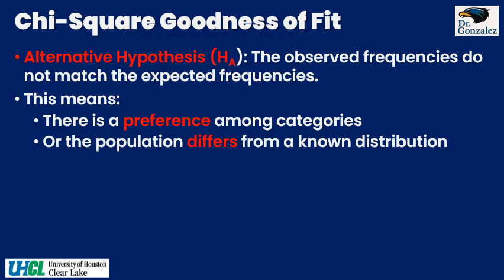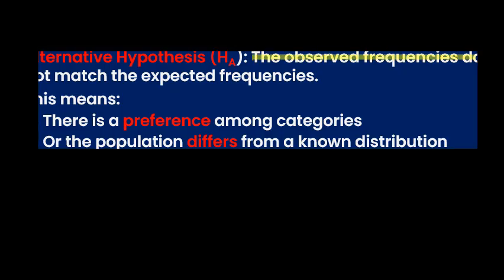Our alternative hypothesis would just state that there is a difference, so our observed frequencies do not match the expected frequencies. It could be verbalized as either there's a preference among categories or the population differs from the known distribution.